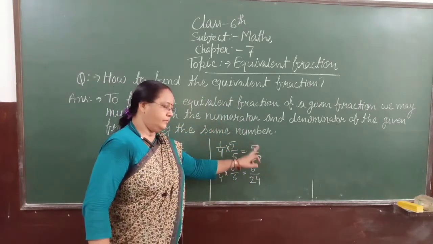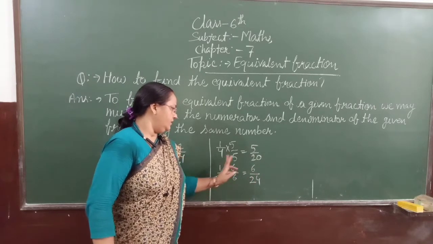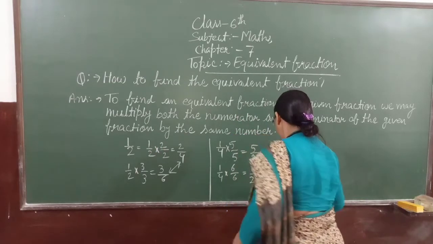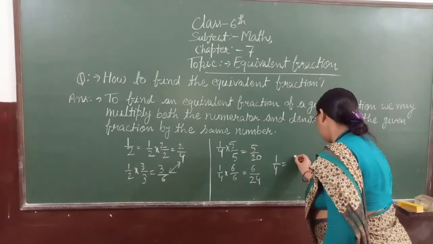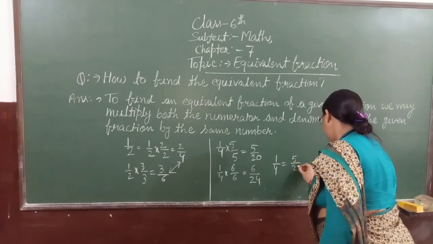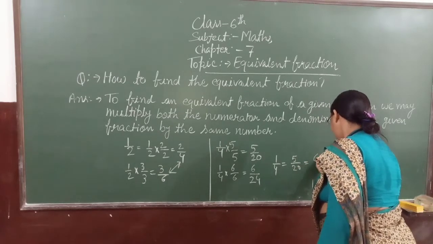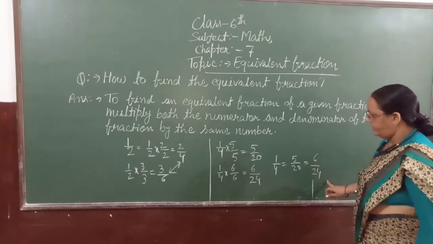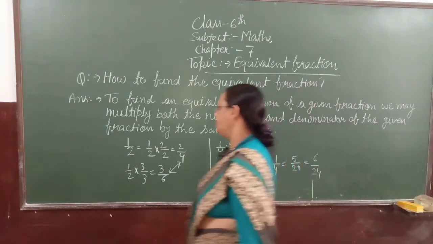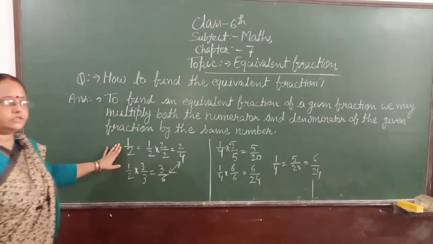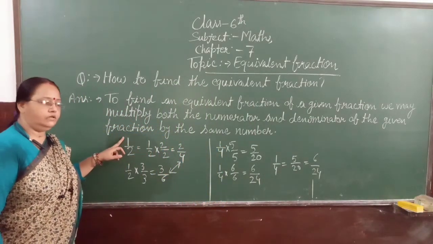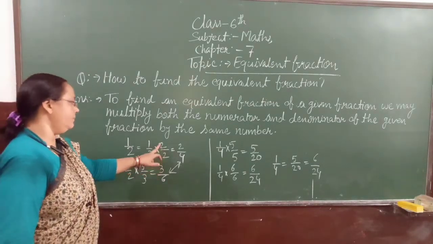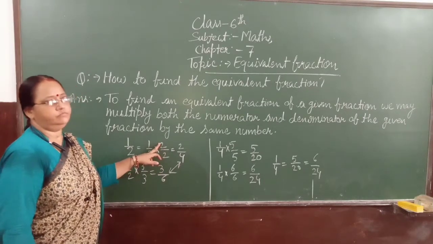1 upon 4, 5 upon 20, 6 upon 24. These all are equivalent fractions. 1 upon 4 is equals to 5 upon 20 is equals to 6 upon 24. These all are equivalent fractions. Means, if we want to find the equivalent fraction, we have to multiply both numerator and denominator by the same number.